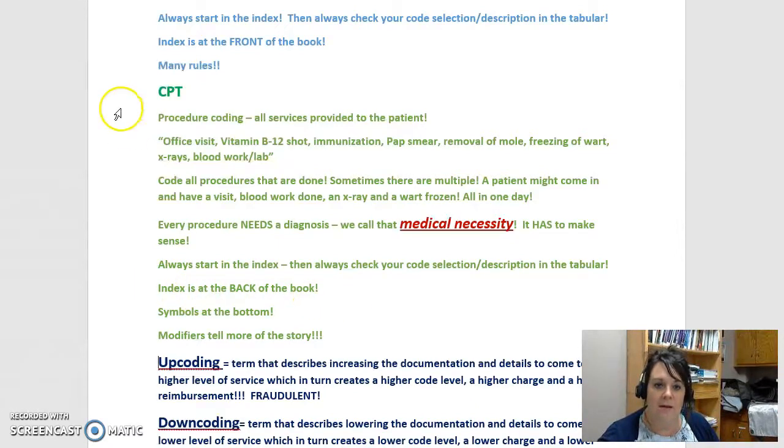Okay, I wrote that there. Remember, in ICD-10, your index is at the front of the book. So CPT is opposite. We're at the back. And then we go to your tabular to check your code selection or your description. Remember, in CPT we had those symbols. They were at the bottom of every page, so we didn't really need to memorize them or be tested over them, because they're all right there for us.